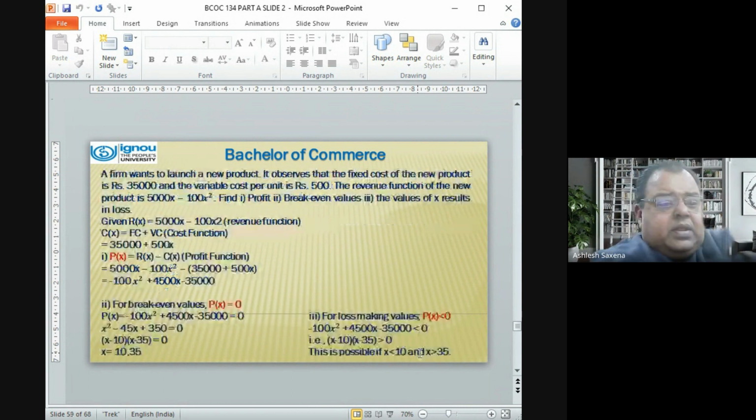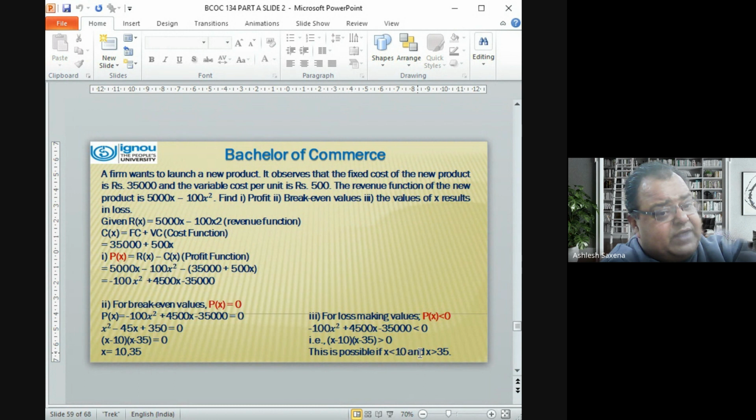Secondly, a firm wants to launch a new product. It observes that the fixed cost of the new product is 35,000 and the variable cost per unit is rupees 5. The revenue function of the new product is 500,000x minus 100x. You have to find the profit, break-even revenue, and the value of x that results in loss.